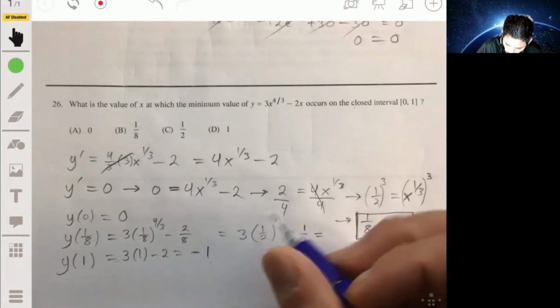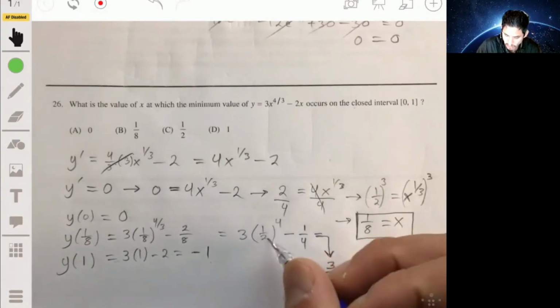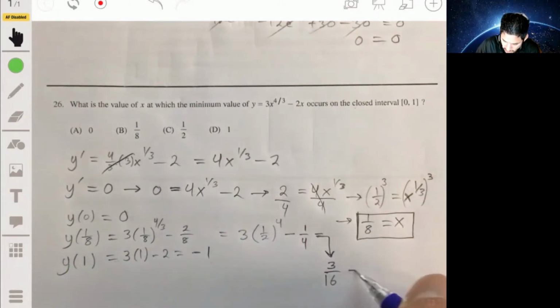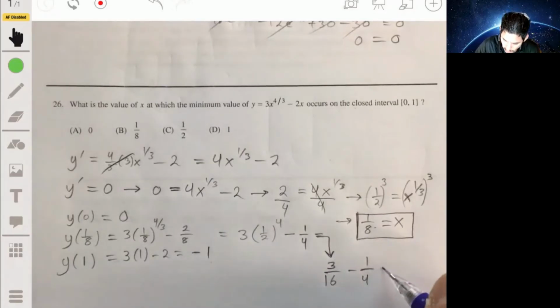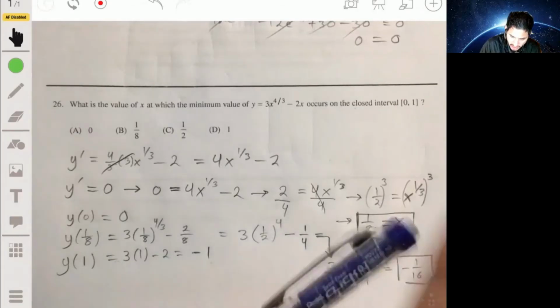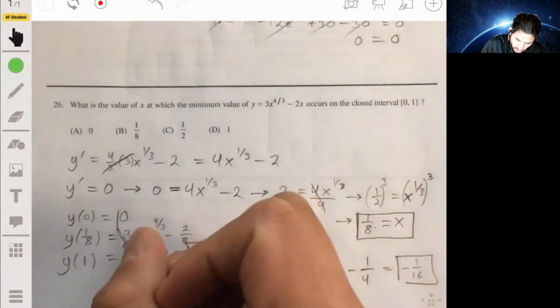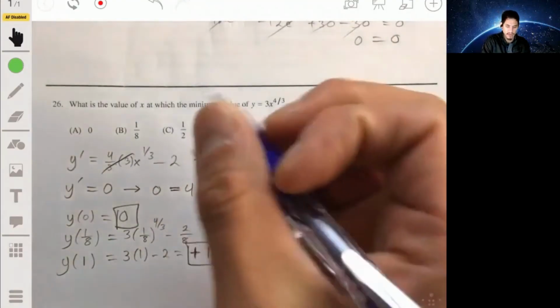And we'll get 3 over 4, 2 to the 4th: 2, 4, 8, 16. So 3/16 minus 1/4. This is 4/16, so negative 1/16. And I actually made a mistake here. y of 1 is actually +1. My bad. That would have made our lives a lot easier, because both of these are positive and this is negative. So then we know the minimum value occurs at 1/8.